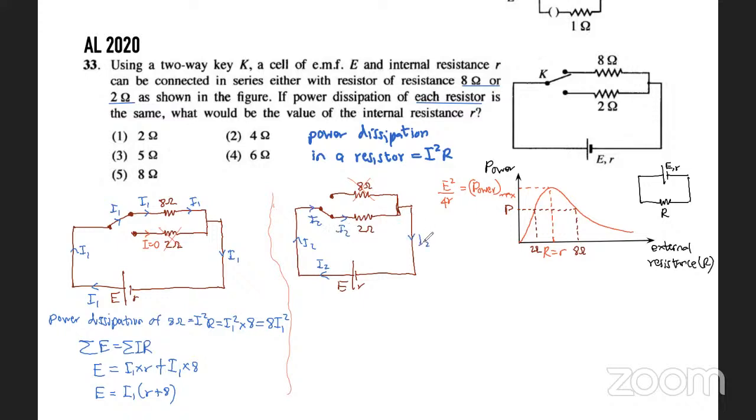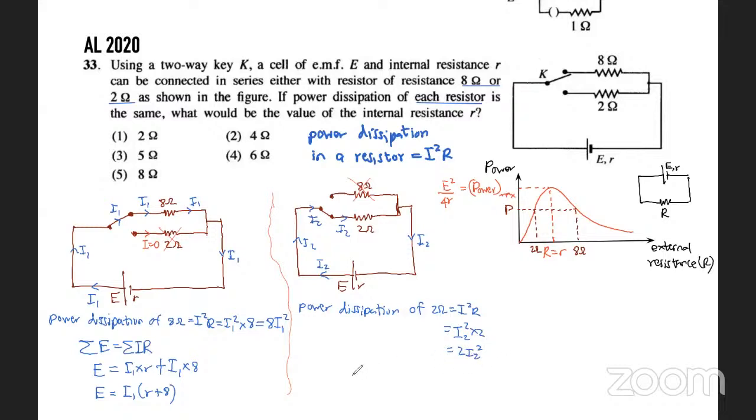Right, now let's do the same thing we did for the previous one. Power dissipation of 2 ohm this time. What is it equal to? It's going to be equal to I squared R. Once again, I squared R is I2 squared into 2 this time. Therefore, it is 2 I2 squared.